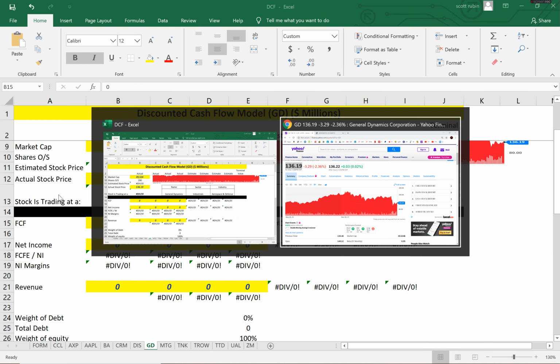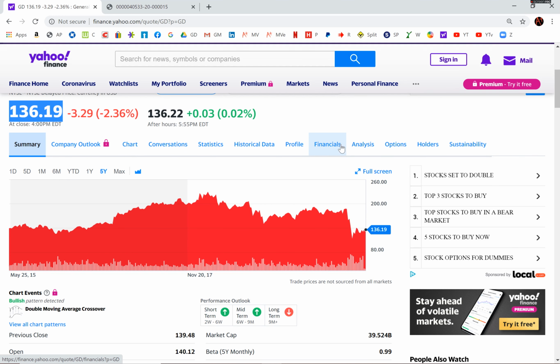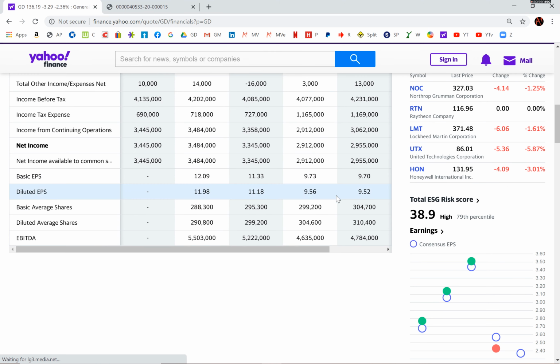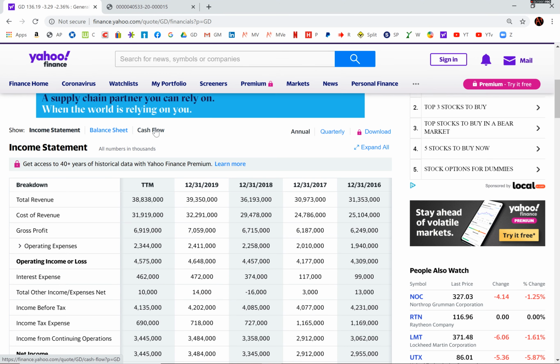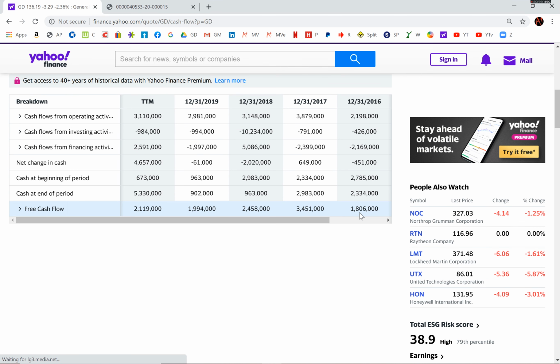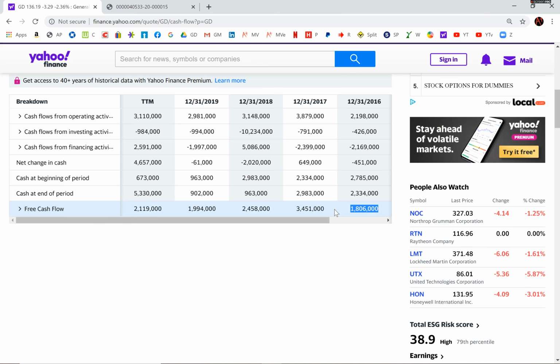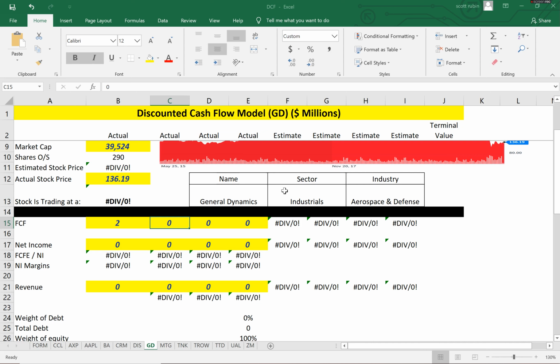Now let's get to the meat of the analysis. First, free cash flow. We'll look at a cash flow statement in Yahoo Finance. It's all set up for us. We need the last 4 years, so it's 1.8 billion, 3.4 billion, and everything's in thousands, so I have to add 3 zeros.